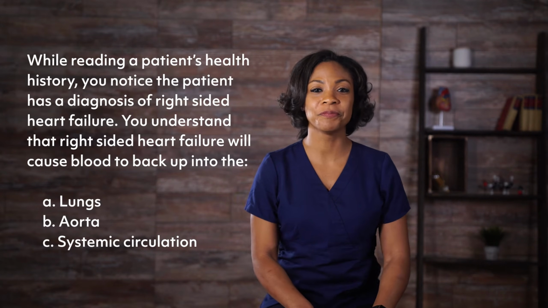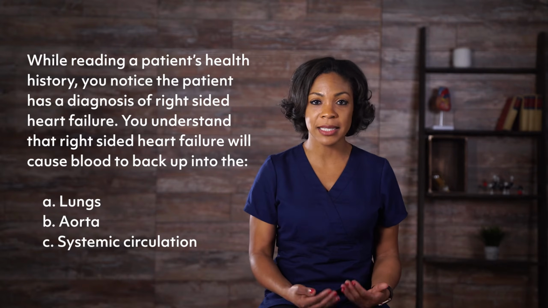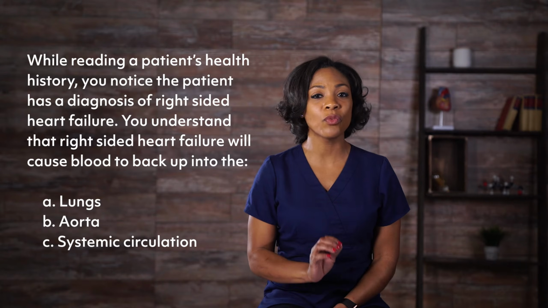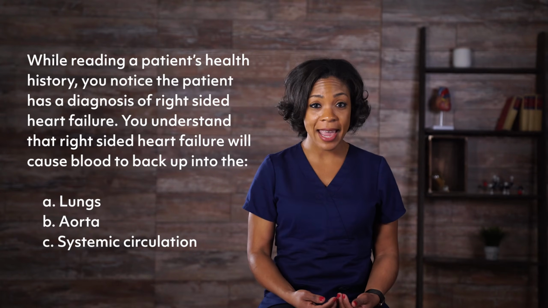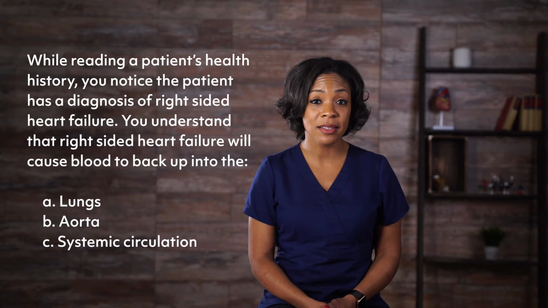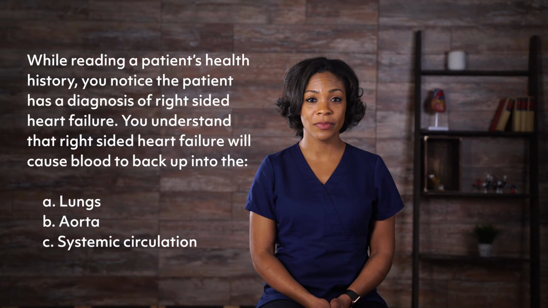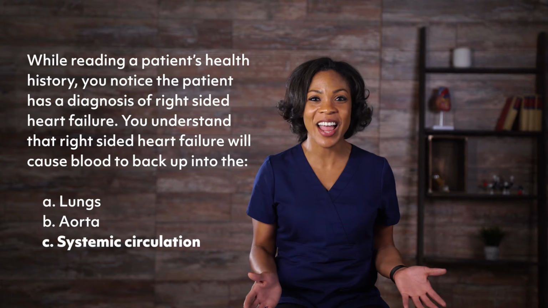Let's try one more. While reading a patient's health history, you notice the patient has a diagnosis of right-sided heart failure. You understand that right-sided heart failure will cause blood to back up into A, the lungs, B, aorta, C, systemic circulation. If you said C, the systemic circulation, that is correct.